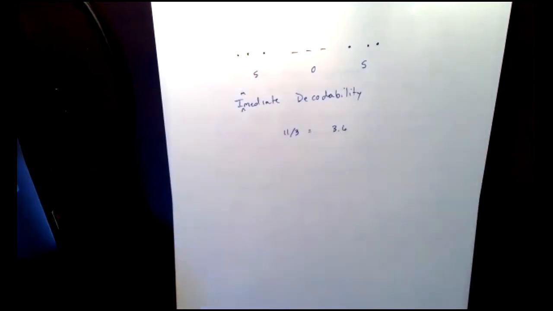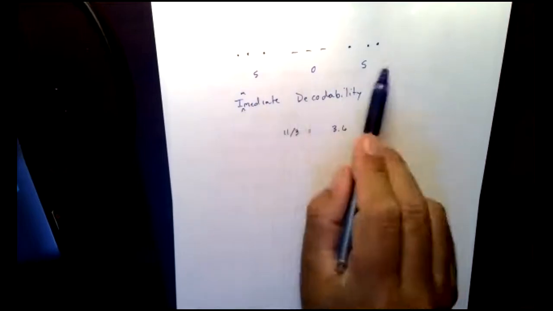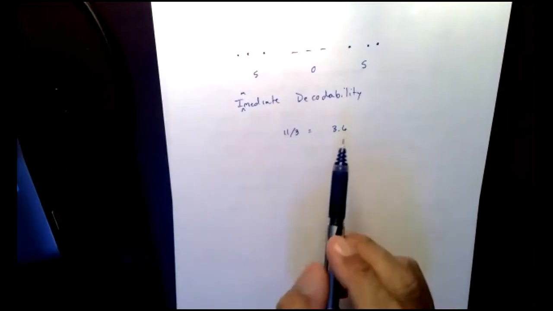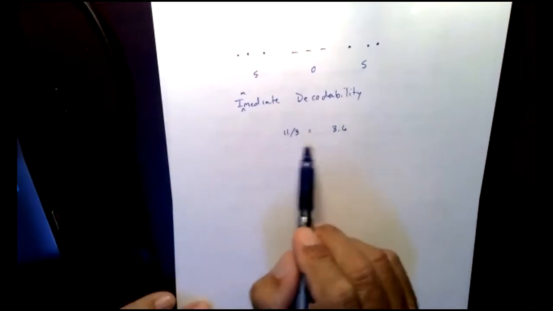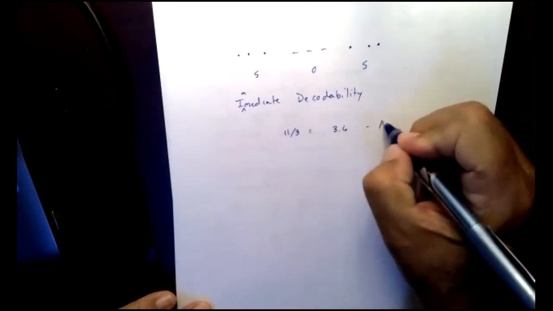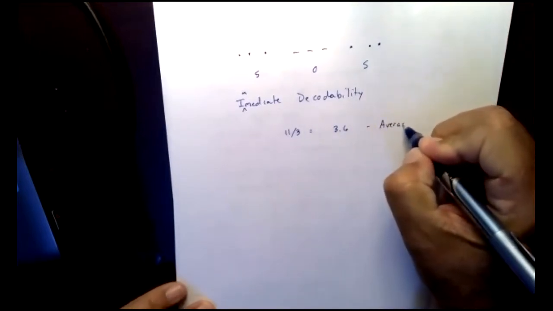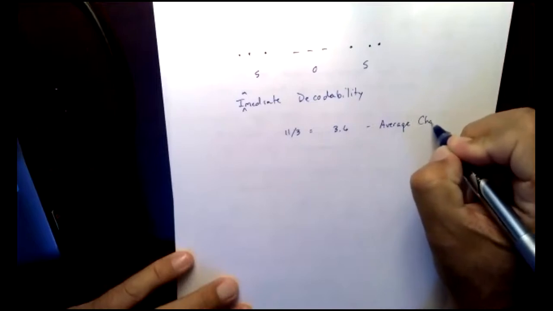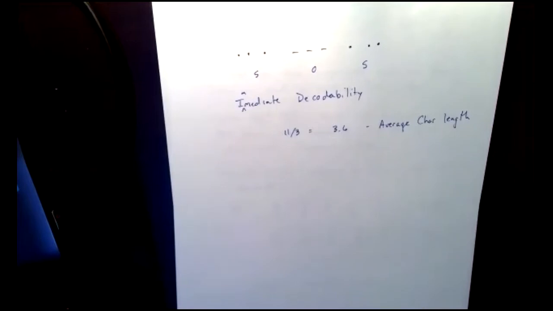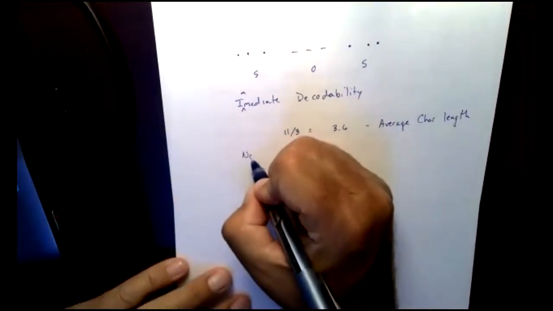So one of the good things was Morse code is immediately decodable. Second thing about Morse code is I know what the average character length is going to be. So this guy ends up being something we called average character length. And the final thing is it's not secretive.